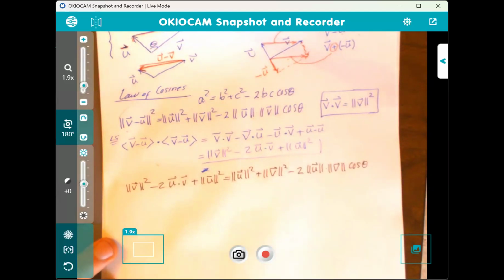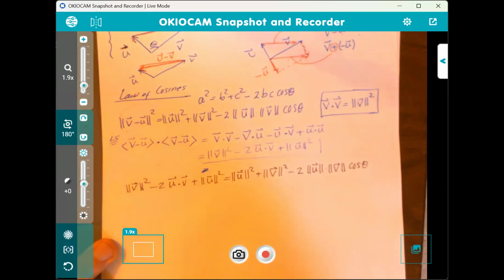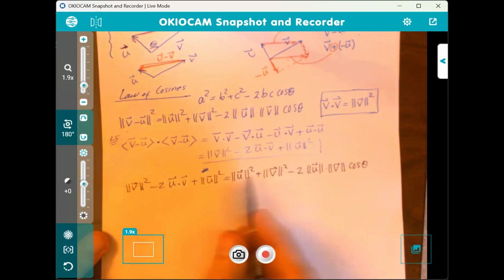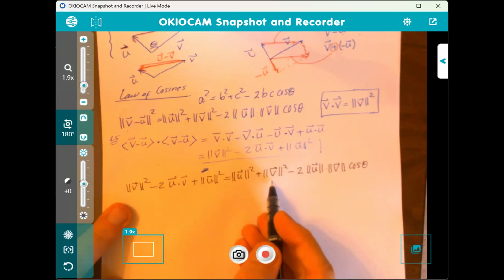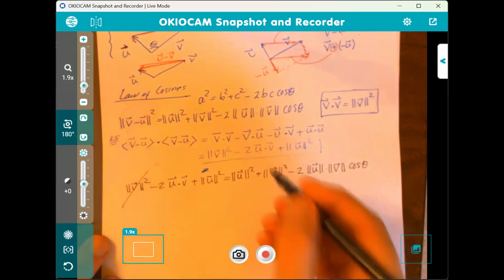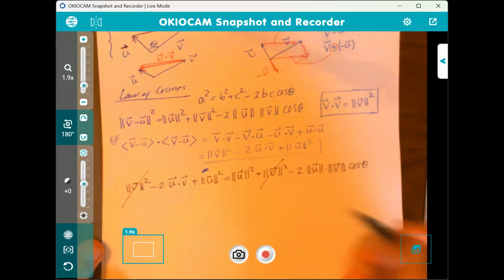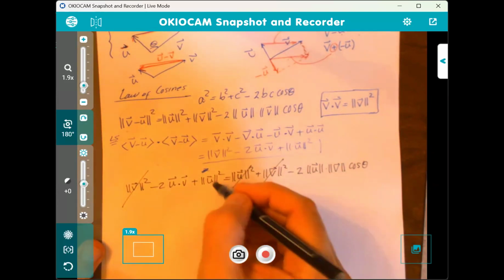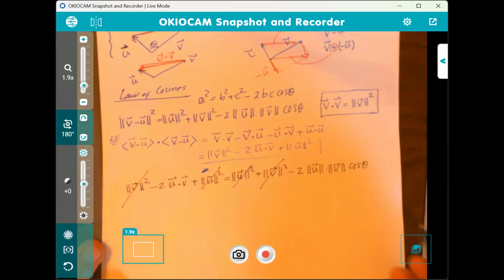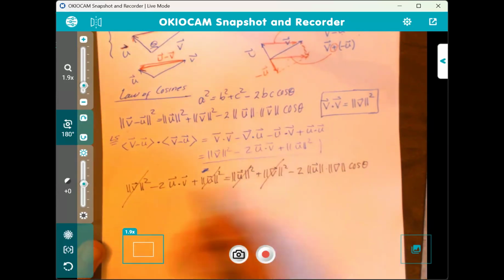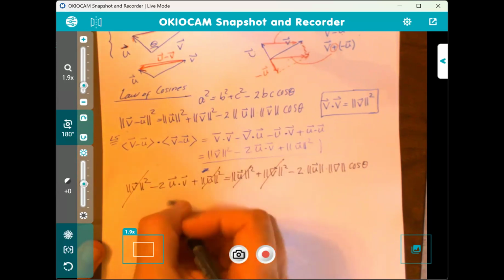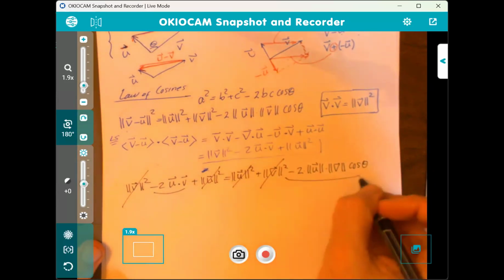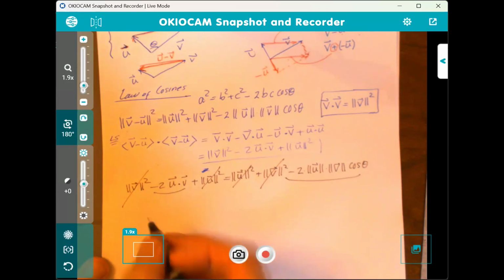All right. And then what we can do is, now we can cancel like terms on either side. Magnitude of v squared, the v squared cancels. Magnitude of u squared on the right, u squared on the left cancels. And then at this point, you can divide both sides by negative 2, because I only have one term left on this side. Divide by negative 2.